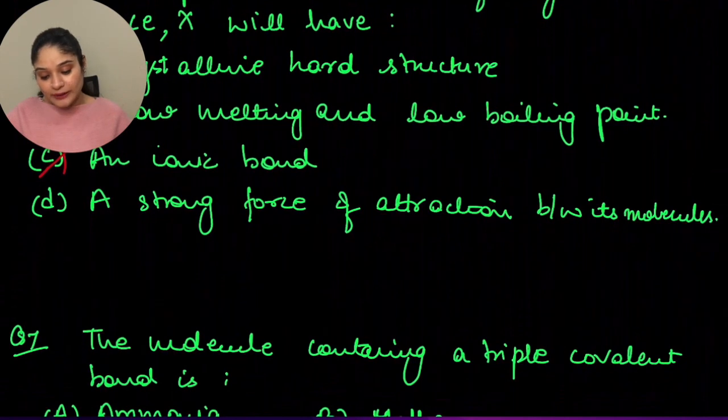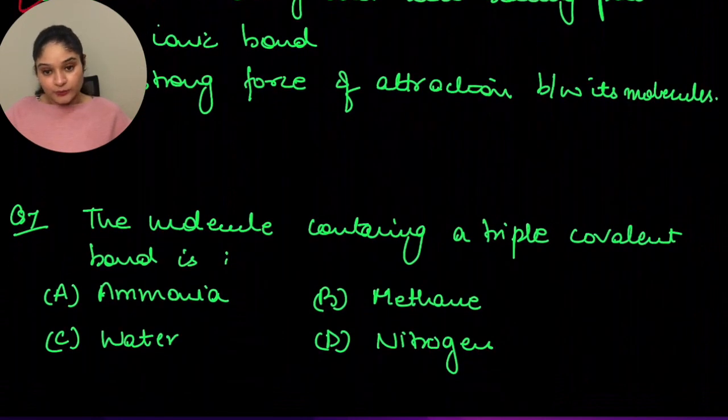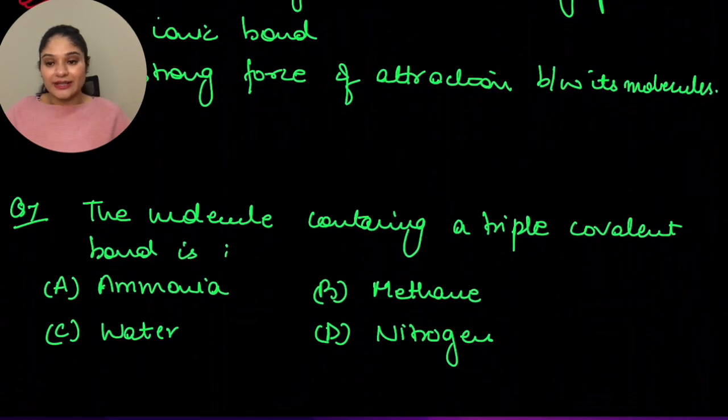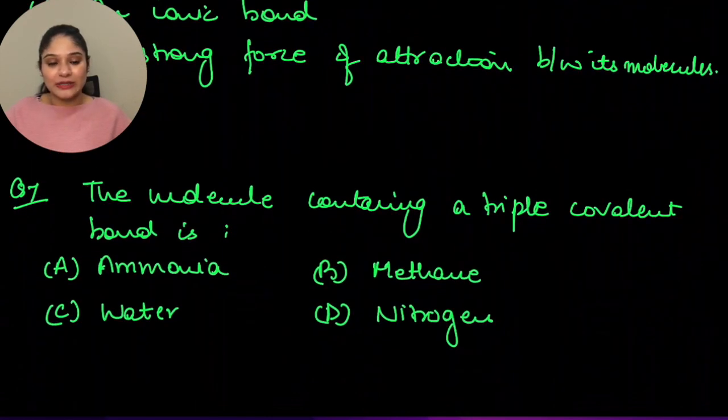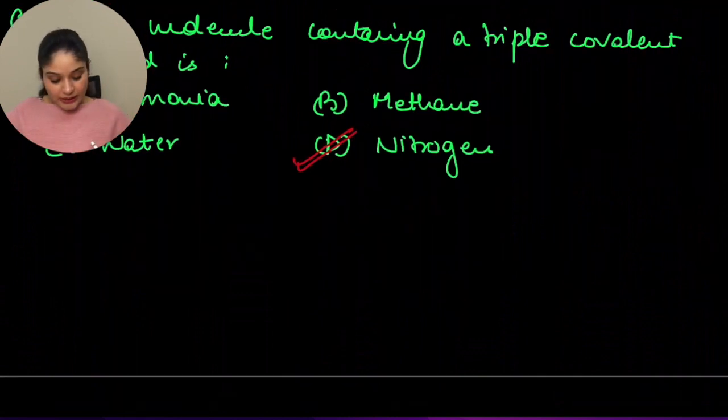Why do covalent compounds exist as gases, liquids, or soft solids? Okay, the next question is: the molecule containing a triple covalent bond is. Which one of these will have a triple covalent bond? The answer for this would be nitrogen. Nitrogen contains three covalent bonds between the nitrogen atoms.